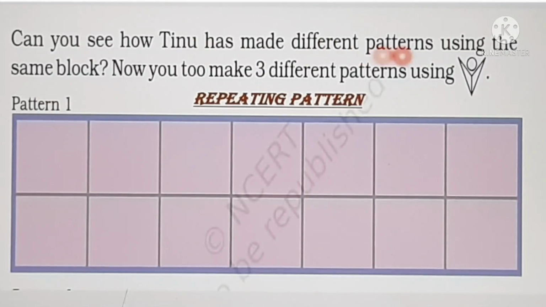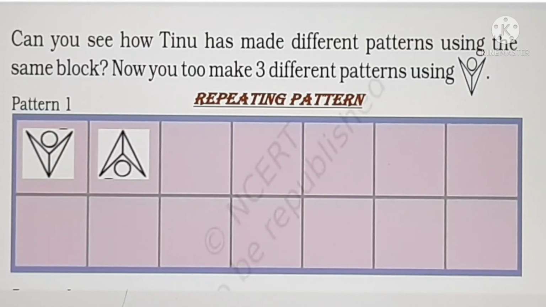Can you see how Tinu has made different patterns using the same block? Now you too can make three different patterns using this block. So now you have to use this block and make three different patterns. So the first pattern we will start. In this pattern, we will keep the block in a downward direction. You can see the pointer in the downward direction.